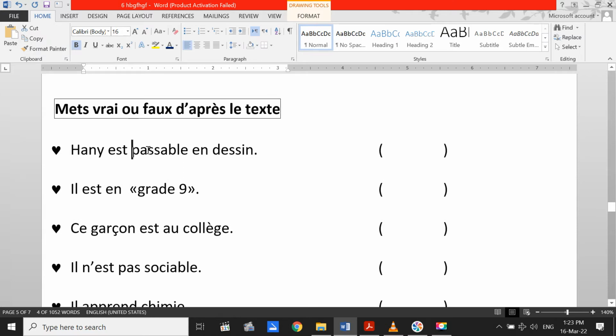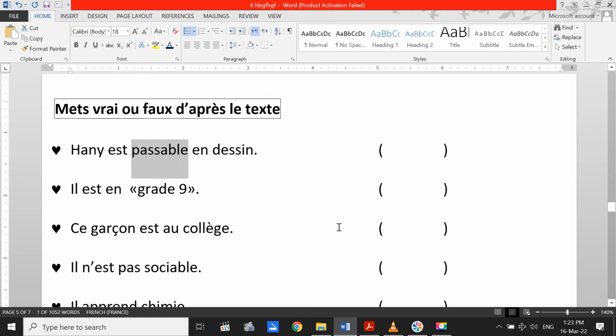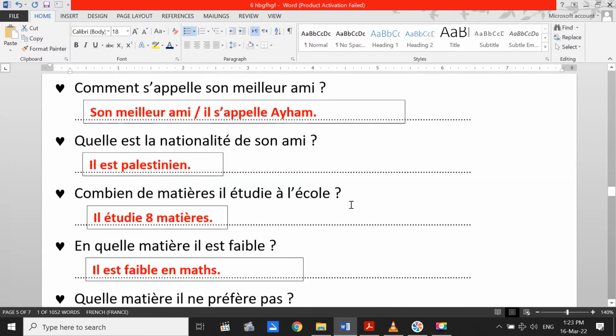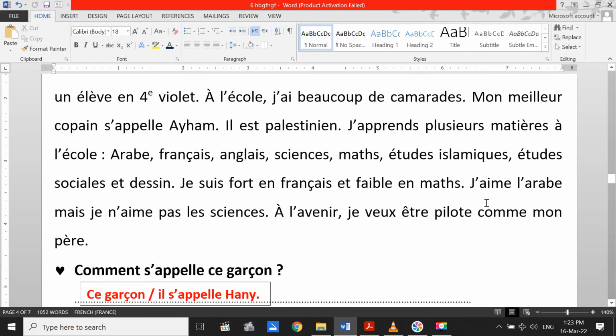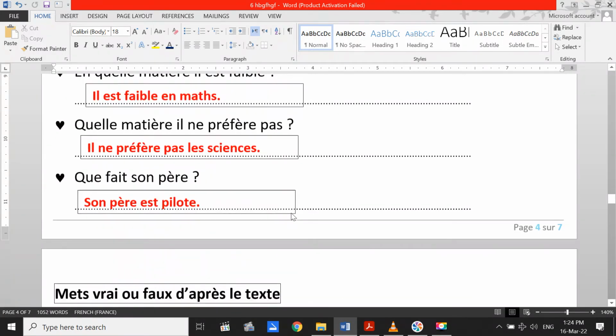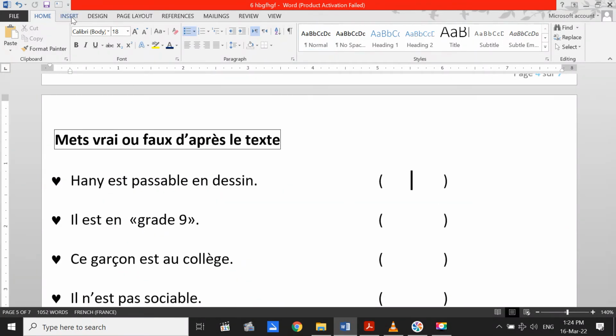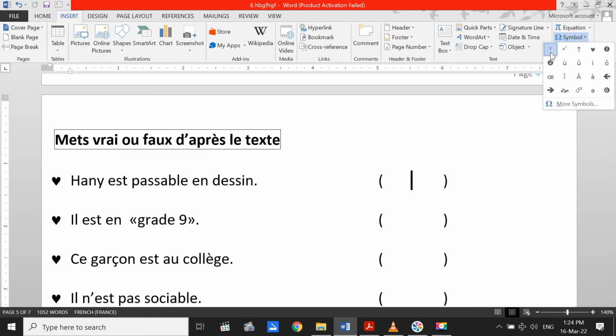Donc, Hani est passable. Passable, it's like he succeeded, but not very well, not even average. Passable, like we say in Arabic, مقبول. It means like 50%, 55%, okay, 59, par exemple. Donc, il est passable en dessin. Here is le dessin. We didn't say anything about le dessin. Just they said he is good or very good in French and weak in math. He likes the Arabic subject in the school, and he doesn't like the science. They didn't say anything about the art, so it will be false or not mentioned, pas mentionné. But there are options, so we say here false.